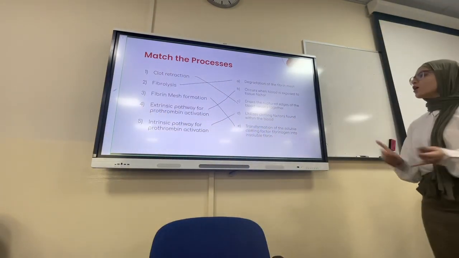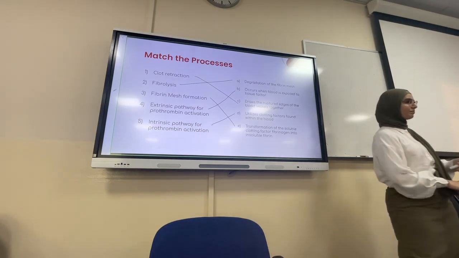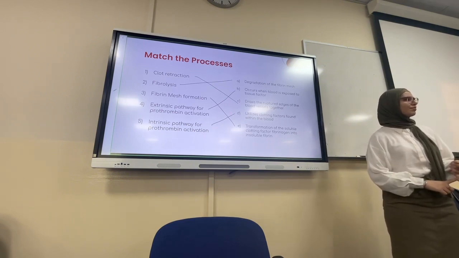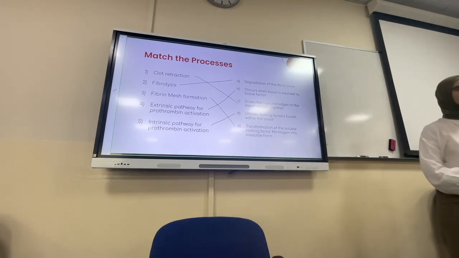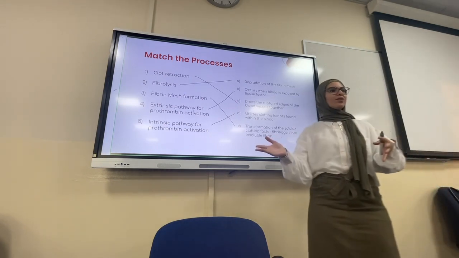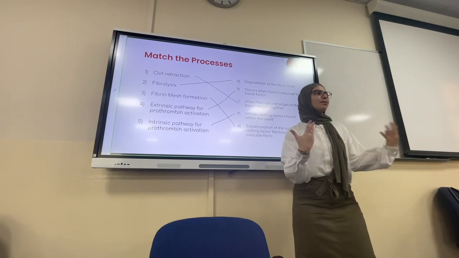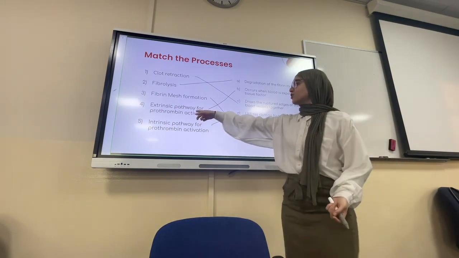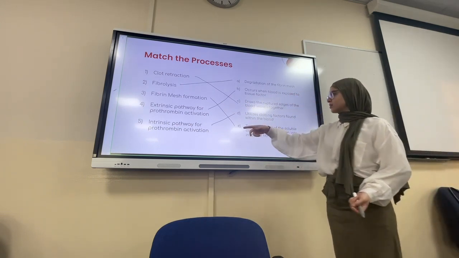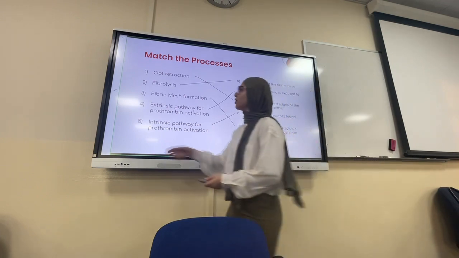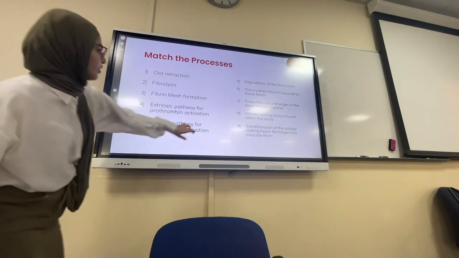All right, so clot retraction draws the ruptured edges of the blood vessels together, is that correct? Yes. Okay, great. Fibrinolysis, degradation of the fibrin mesh. Perfect, and what's the conversion in fibrinolysis? Plasminogen into plasmin, well done, by the plasminogen activating factor. Extrinsic pathway, so that requires the blood to be exposed to the tissue factor. Intrinsic utilizes clotting factors found within the blood, which is correct. Well done. Okay, moving on.